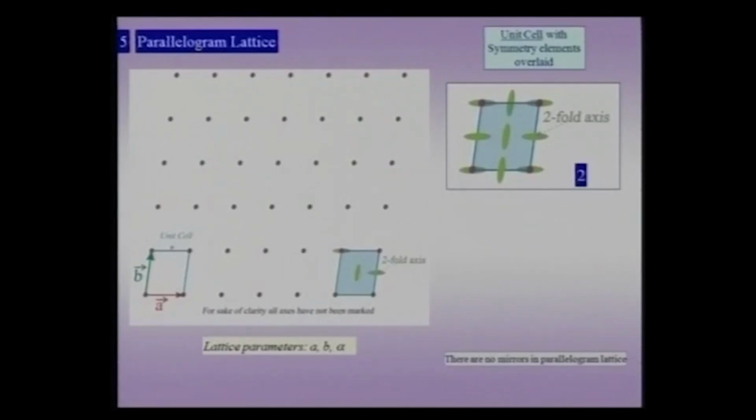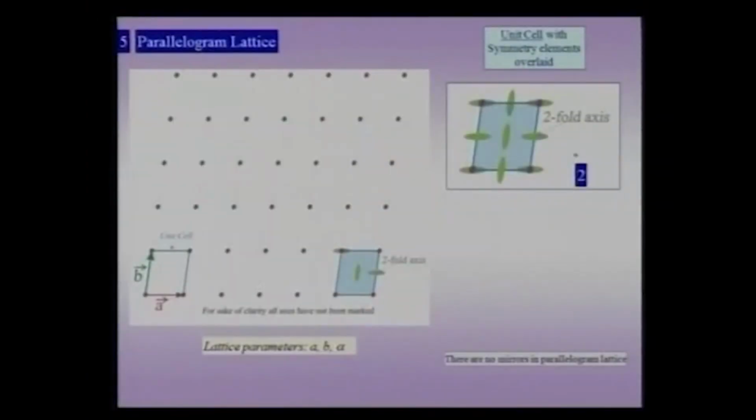If I want to give a shorthand notation for the symmetry of this kind of a lattice, all I can say about it is it has got a two-fold rotational symmetry, and clearly this lacks any higher order rotational symmetry operator like a three-fold, a six-fold or a four-fold, and additionally there are no mirror planes in a general parallelogram lattice.